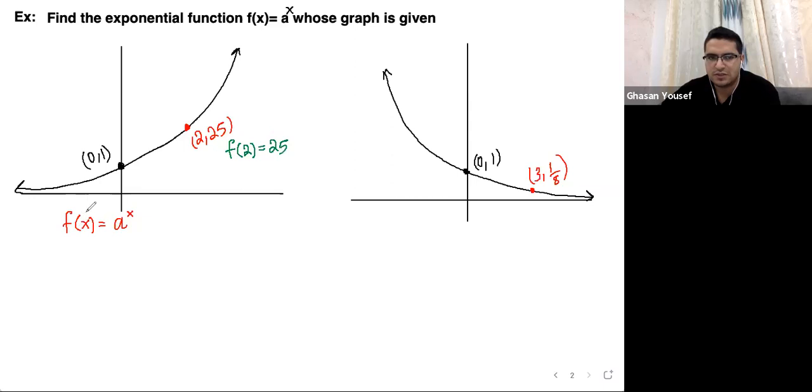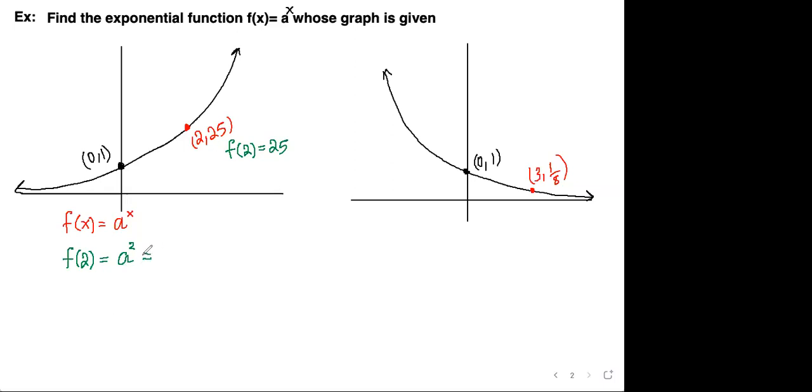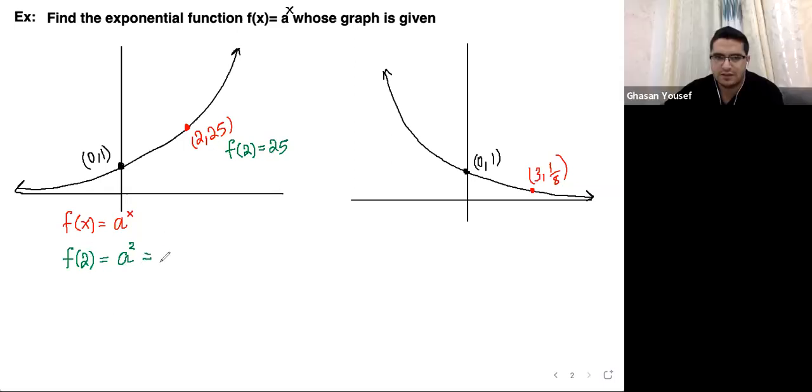So plug the 2 inside this function. What will I get? F of 2 equal a to the power 2. And this is equal to what? F of 2, they give me here, is 25. Exactly. So the 25 is actually 5 to the power 2. If I have the same exponent, the base should be the same. So a actually equals 5. So a equal 5.